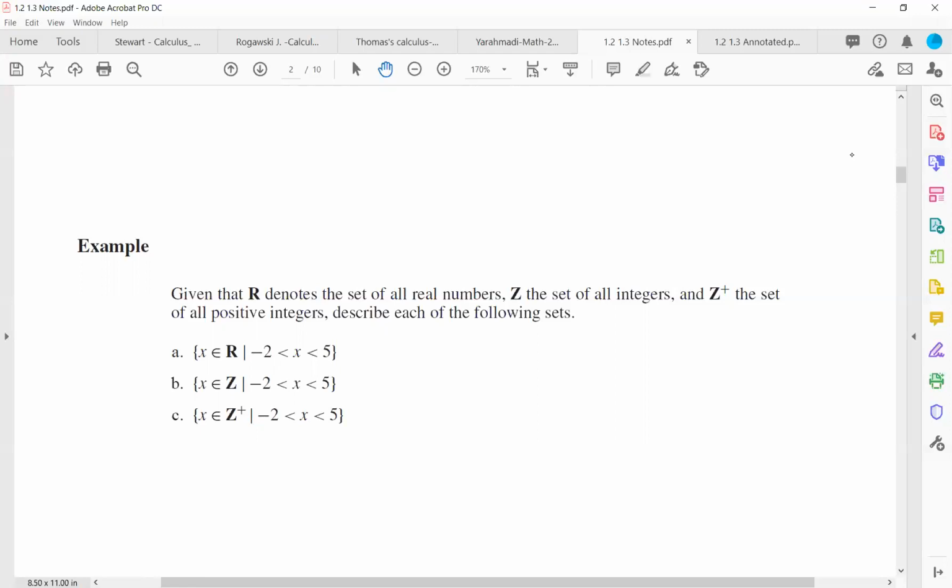B, the domain is different. You're taking all elements in Z integers such that X is between -2 and 5. And finally, C is the set of all positive integers. Another domain such that X is between -2 and 5. Please pause the video, try to solve this example, then we go over the solution together.